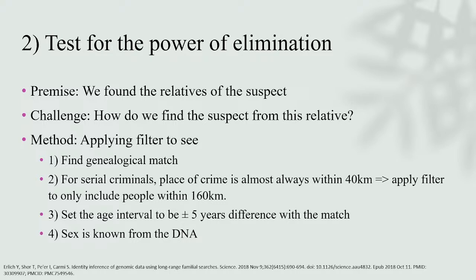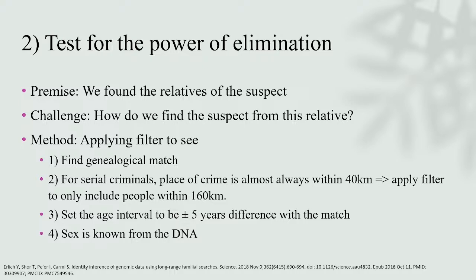So now that we found the relatives of the suspect, how big is the help? Because if we found, say, 500 relatives, it's not going to be very useful either. So we would have to apply some filters to reduce the number of relatives that we're interested in. The first filter would be the genealogical match that we've been talking about. Then we take into account the fact that for serial criminals, the place of residence is almost always within 40 kilometers of the crime scene, and we would use it to only include people within 160 kilometers. Very generous barrier. And then we set the age interval to be a 10-year bracket around the match, so plus or minus 5 years.